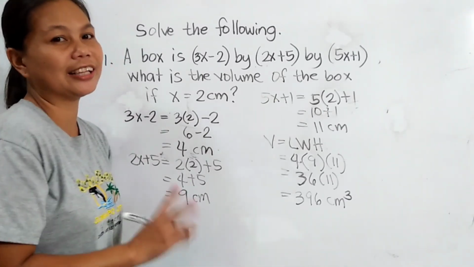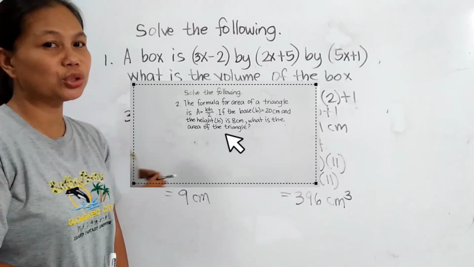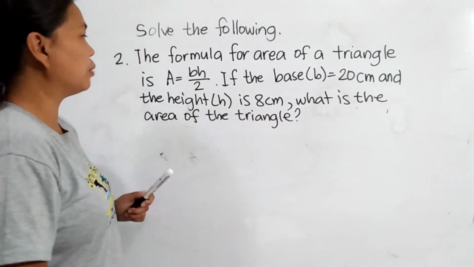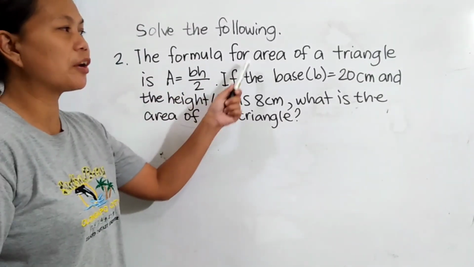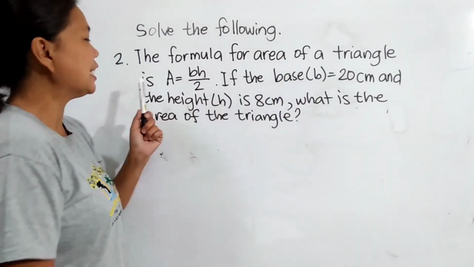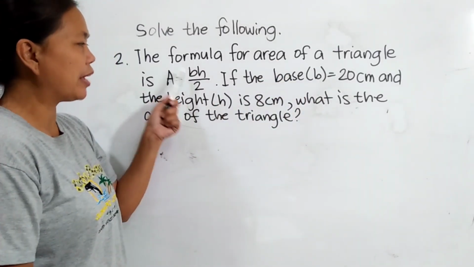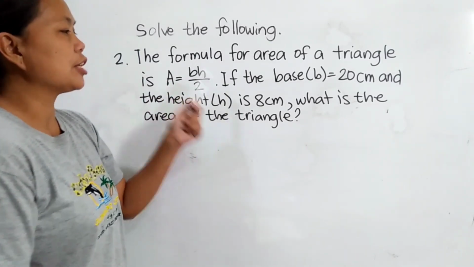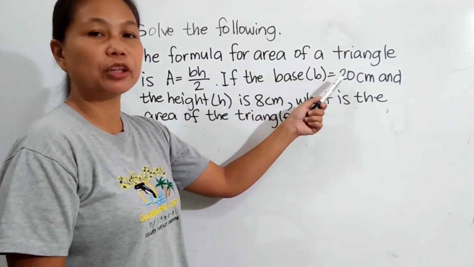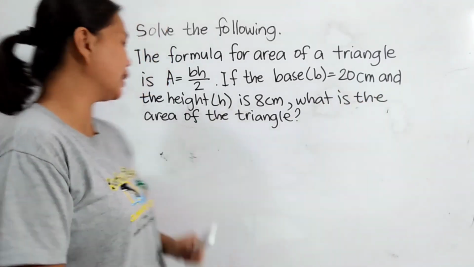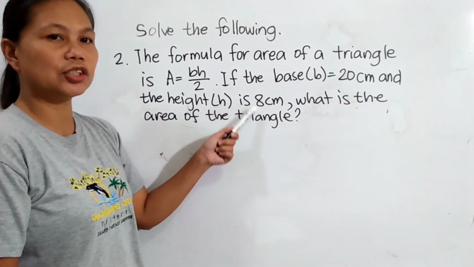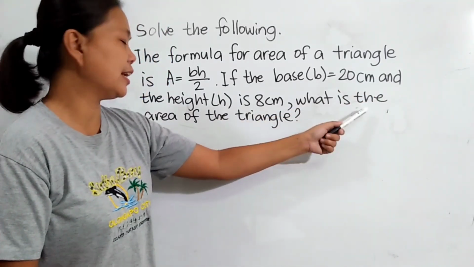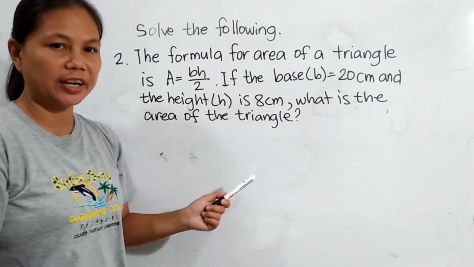Okay? So now let us have problem number 2. Our second problem is the formula for area of a triangle is A is equal to base times height, or BH, over 2. So if the base is equal to 20 centimeters and the height is 8 centimeters, what is the area of the triangle?